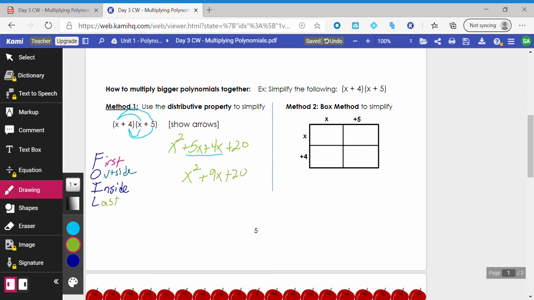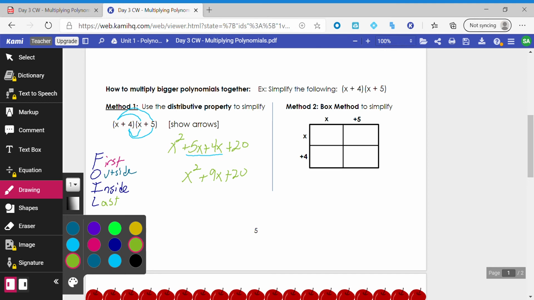So that's the first method, if you want to use distribution. The second method is the box method. I'm not a fan of this. It's not how I learned it. It's a longer process, and because processes are longer, it leaves more room for error. But if you use the box method, basically what you do is you create a giant rectangle and you split it into 4 sections because we got 1, 2, 3, 4 terms. So we split it up, so we have x plus 5 and then x plus 4.